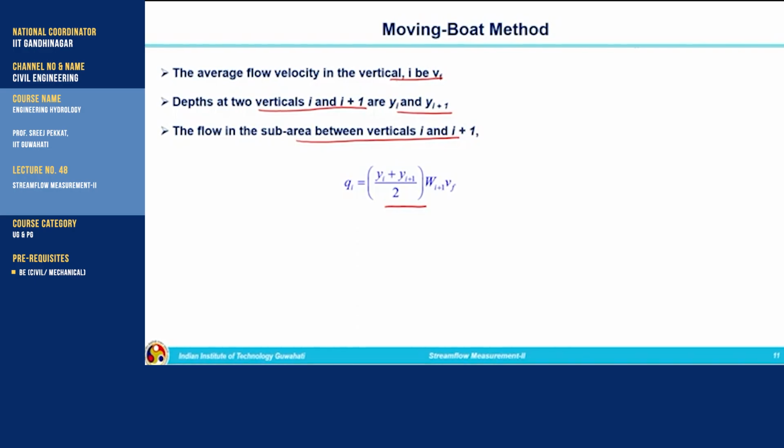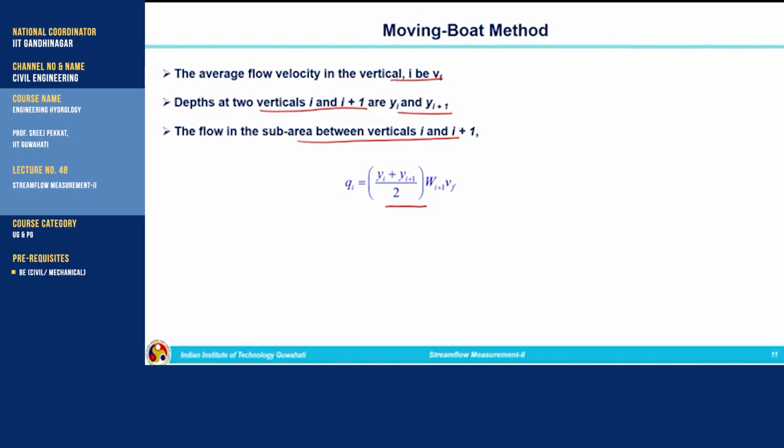So Qi can be calculated by making use of this formula, (yi plus yi plus 1) divided by 2 multiplied by Wi plus 1 Vf. Here we are going to substitute for W and Vf because we know the formula.